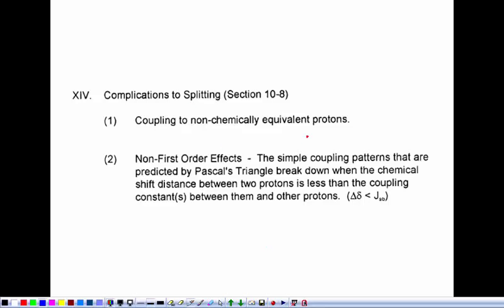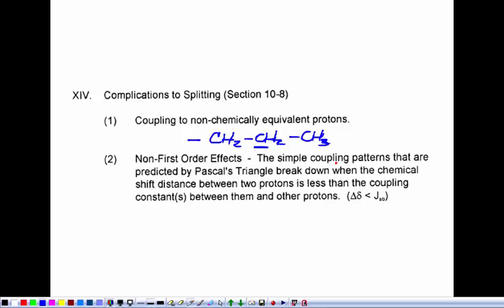Now, there are some complications to splitting. The N+1 rule doesn't always work. We've seen coupling to non-equivalent protons. For instance, if you had a CH2 sitting in between a CH2 and a CH3, this CH2 would really be a triplet of quartets, or a quartet of triplets. If you really wanted to look at that in detail, you'd have to look at the whole splitting tree. But a more important complication to splitting is what are called non-first order effects.